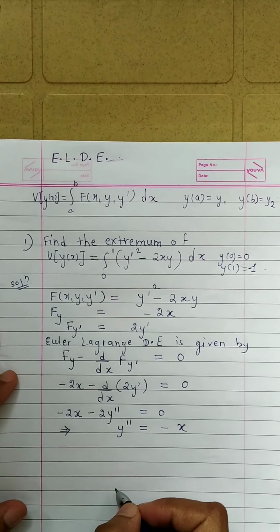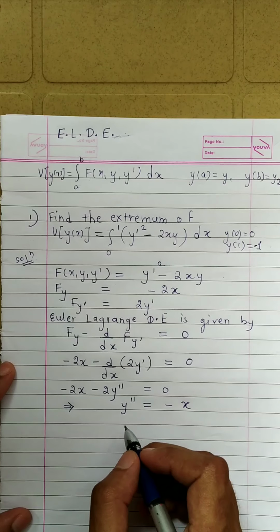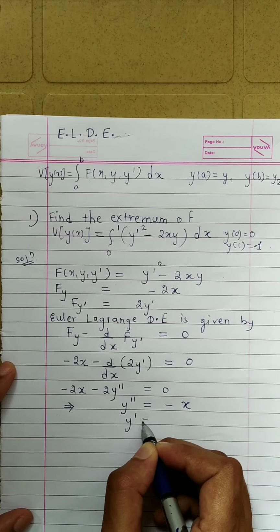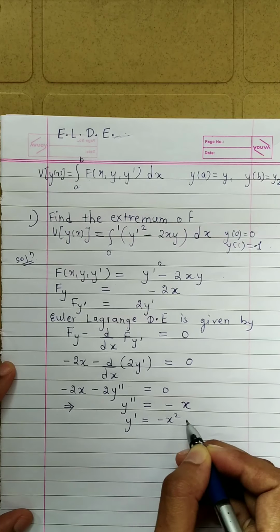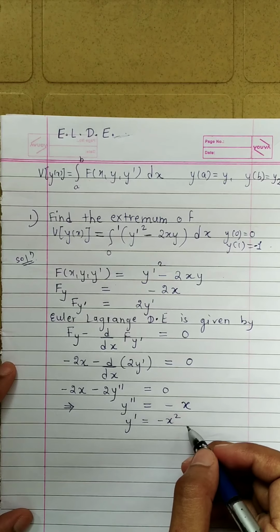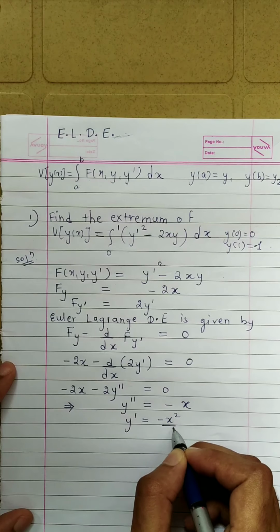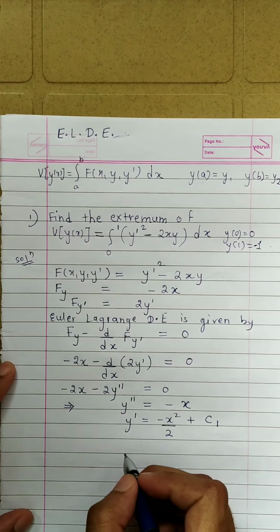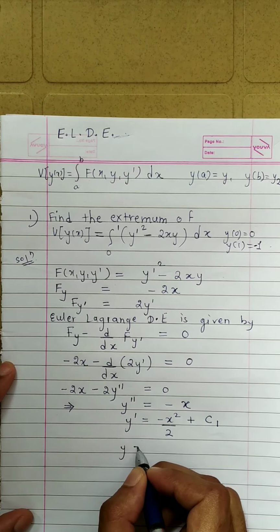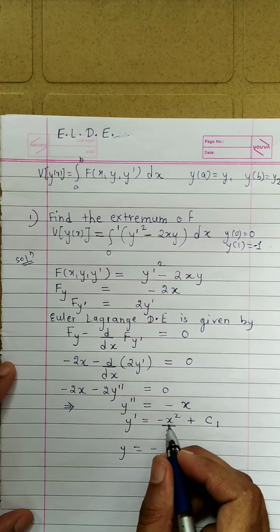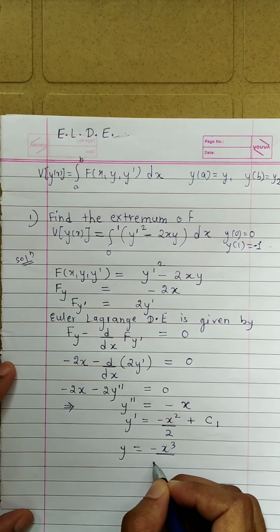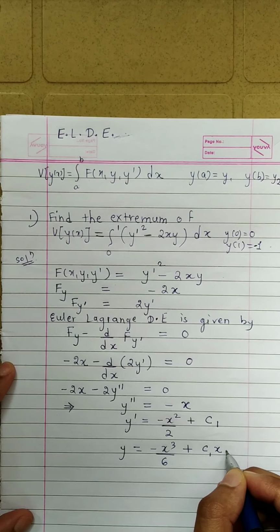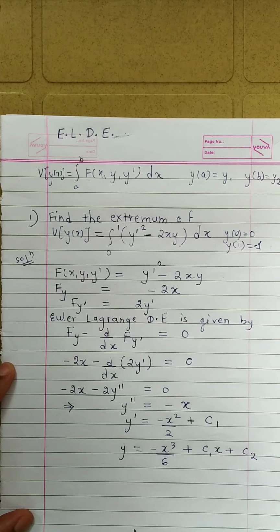So we will have to solve this differential equation, and once we integrate, we get y dash is equal to minus x square by 2 plus some constant c1. Then again when I integrate, y is equal to minus x cube by 6 plus c1 x plus c2.